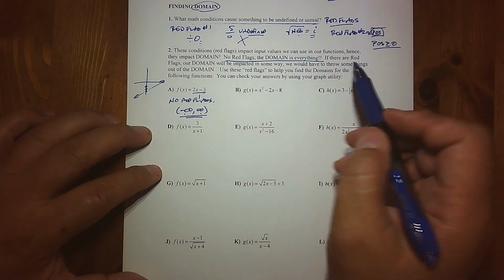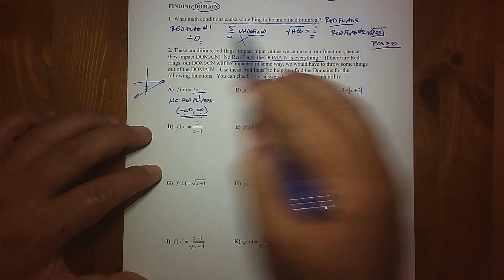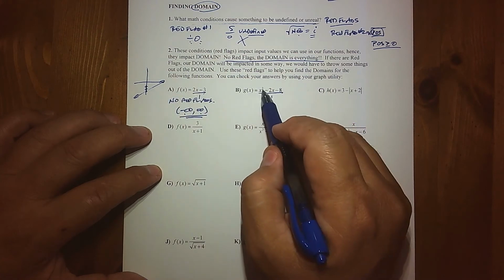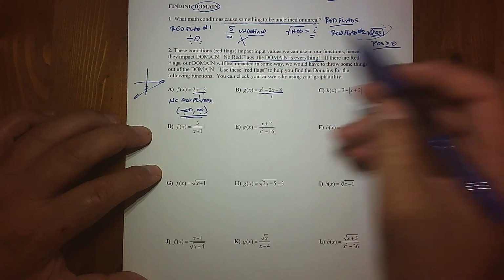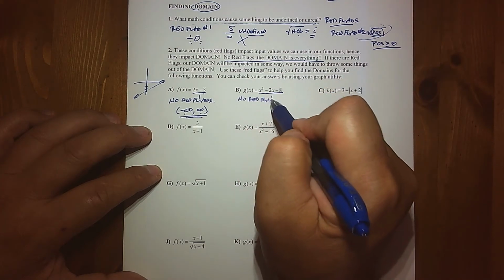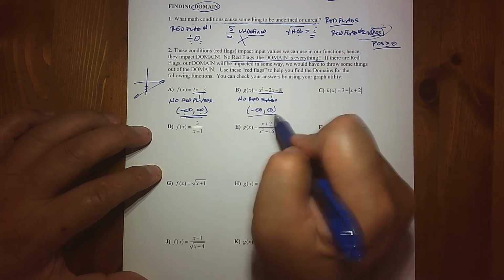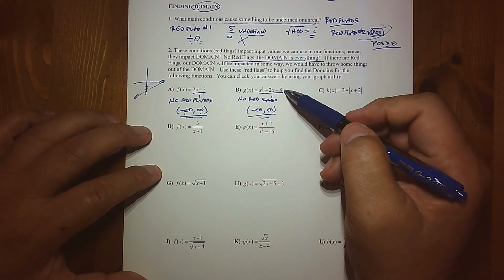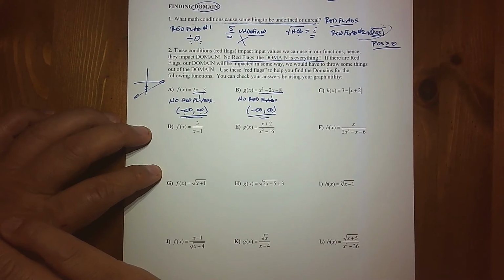B, all right, g of x equals x squared minus 2x minus 8. Well, again, thinking of red flags, this is always over 1. So no division by 0. And I see a square, but I don't see a square root, right? It's the square root that's the problem. So I don't see any red flags. So what does that mean the domain is? Everybody works. You can put whatever you want in here and always get an output of y. So everybody's going to work.